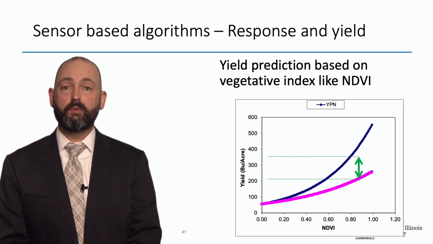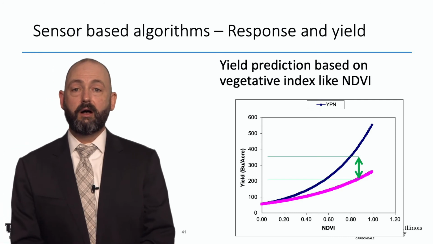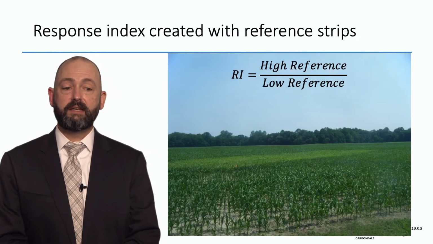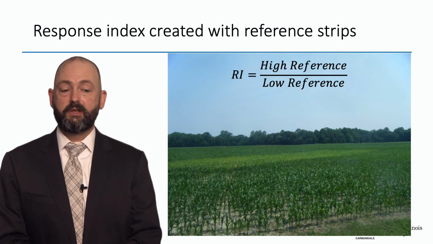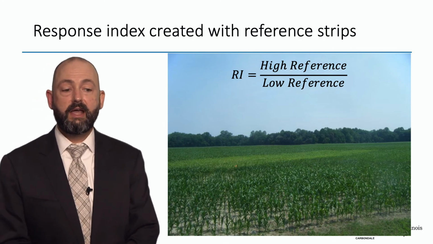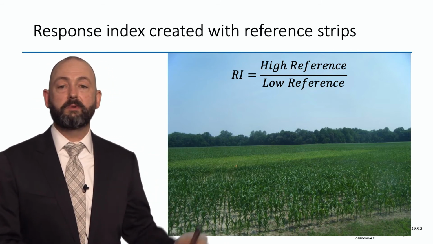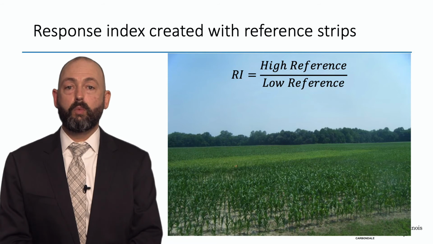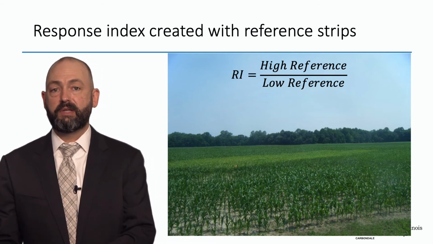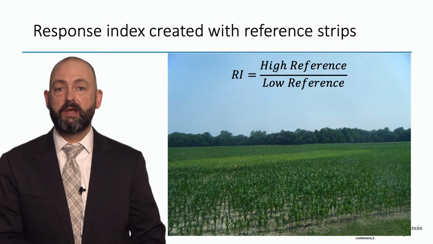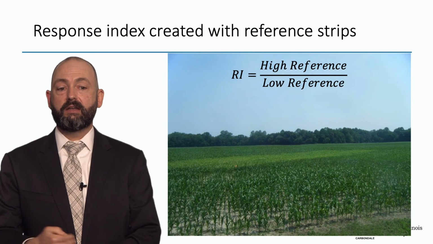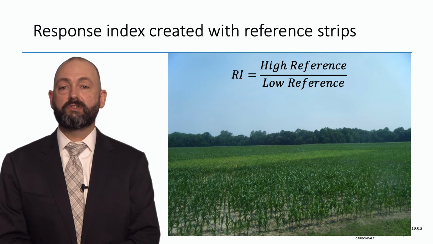In the Mid-Atlantic, what we used was a yield prediction and this response index. So the response index is created with reference strips. You can see in this field that we have a spot where no pre-plant nitrogen was applied, and it's a little bit harder to see in this image, but in front of that is an area where we applied excess nitrogen pre-plant. So we've got no nitrogen at planting up until side dress in a small strip, and then excess nitrogen. And the high reference area NDVI divided by the low reference area gives us that response index.